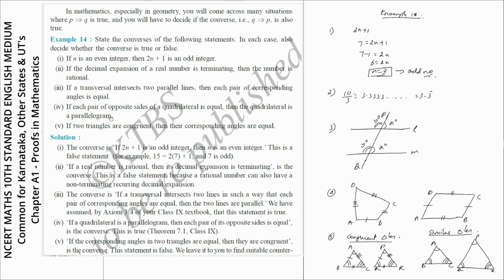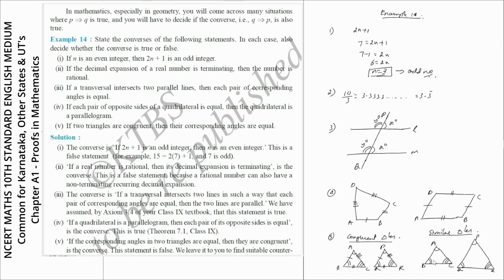That is, if each pair of opposite sides of a quadrilateral is equal, then the quadrilateral is a parallelogram, and if a quadrilateral is a parallelogram, then each pair of opposite sides is equal. So both the statements are true. Subquestion 5. Two triangles are congruent, then their corresponding angles are equal. The converse of this statement will be, if the corresponding angles of two triangles are equal, then they are congruent.